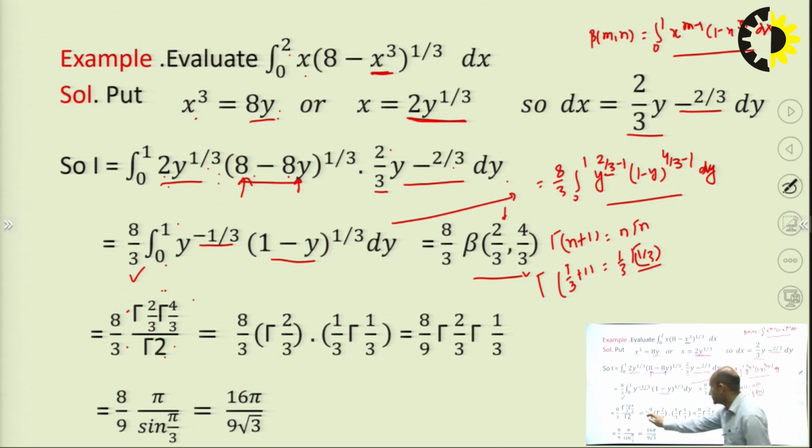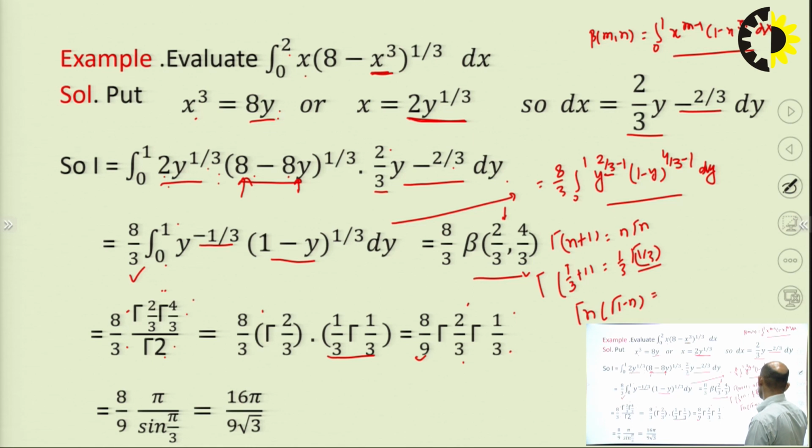So, this term, 4 upon 3, can be written as 1 upon 3 gamma 1 upon 3. After simplification, we get 8 upon 3 into 1 upon 3, which is 8 upon 9. Then we had 2 upon 3 into 1 upon 3 gamma here. Now, there is one more formula used here, which is gamma n, gamma 1 minus n, which is pi upon sine n pi. So, there is use of this formula, and it should be positive here.